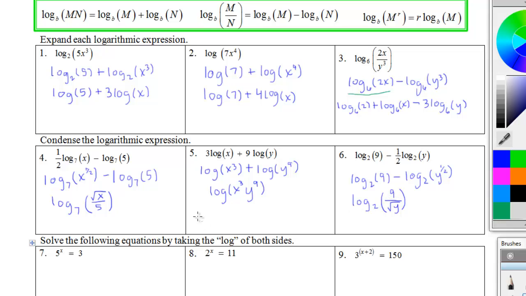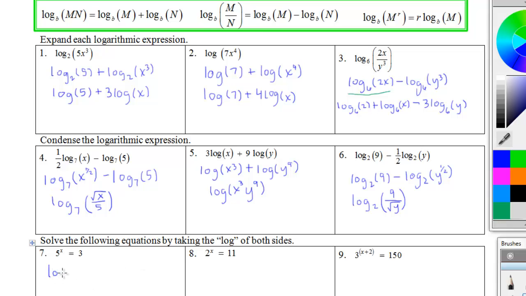Okay, so moving on to number 7. This is definitely a new type of problem. We are looking for the exponent here. One way to solve this problem, which is indicated here in the directions, is to take the log of both sides. The same way that if you had, say, x squared equals 9, you could square root both sides. We can log both sides. So let's see what happens if we do that.